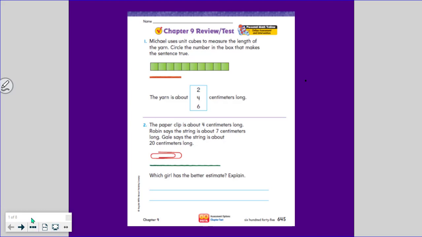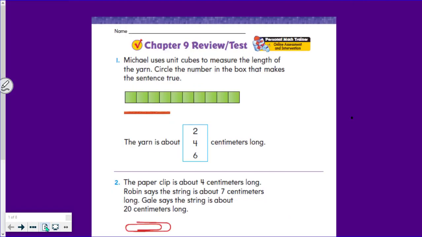We're on page 645 in our Go Math book. Make this a little bigger. Michael uses unit cubes to measure the length of the yarn. Circle the number in the box that makes the sentence true. Okay, so the yarn is about 2 centimeters long, 4 centimeters long, or 6 centimeters long. Pause your video and do number 1.